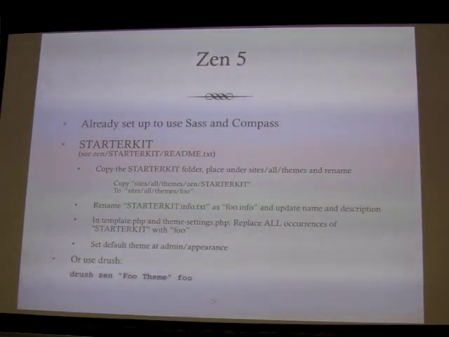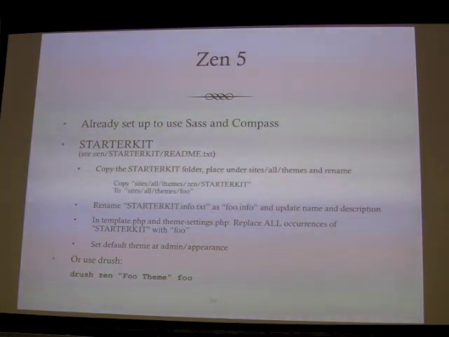All right, so Zen 5. Zen 5 is already set up to use Sass and Compass. And just like any flavor of Zen, they include for you, under the Zen folder, a folder called Starter Kit. The traditional way to get started is you copy that Starter Kit folder, which is found under Zen, and you place it in sites/all/themes with all the rest of the themes that you might use. So for example, I might call my theme foo, and I place it in sites/all/themes/foo after I've copied it from the Zen Starter Kit.